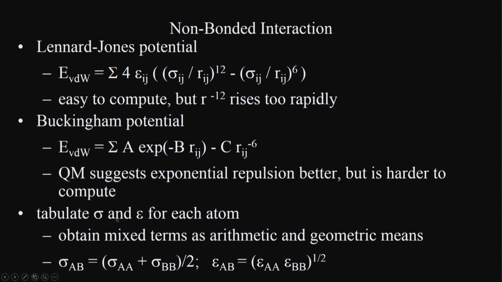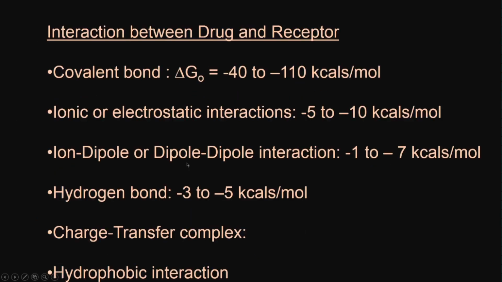Or we can tabulate sigma and epsilon for each atom and obtain mixed terms as arithmetic and geometric means, like this, okay. Sigma AB is equal to sigma AA plus sigma BB by 2. So sigma AB could be a geometric mean, or it can even be an arithmetic mean for sigma and a geometric mean for epsilon, okay. So there are different approaches by which we can calculate these terms for AB or IJ.